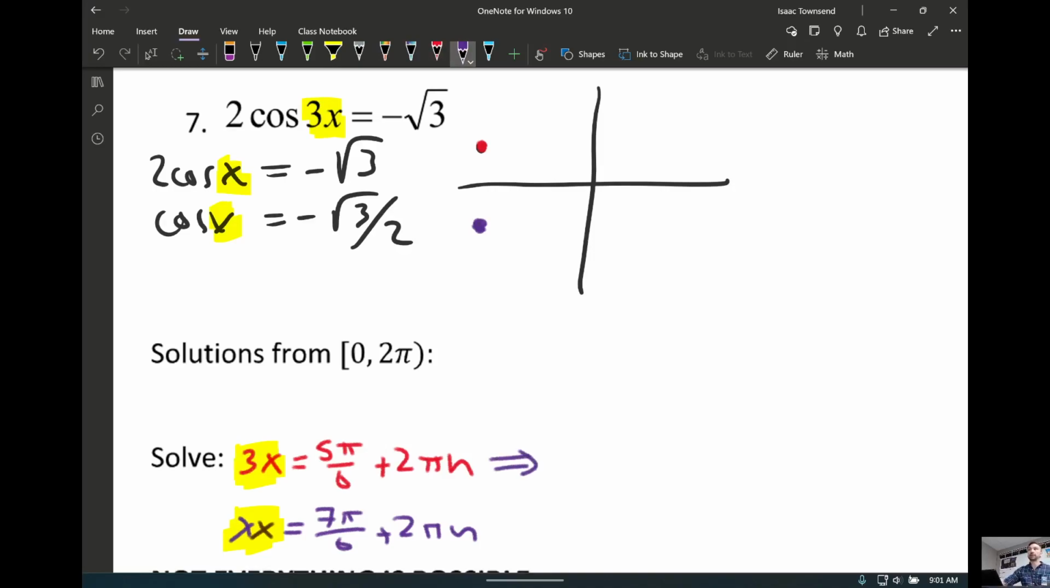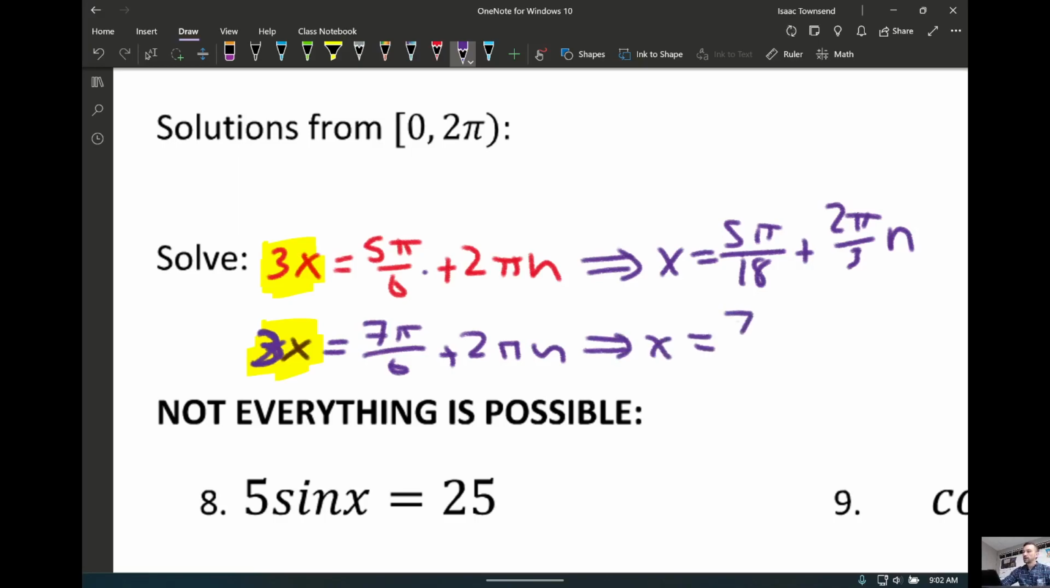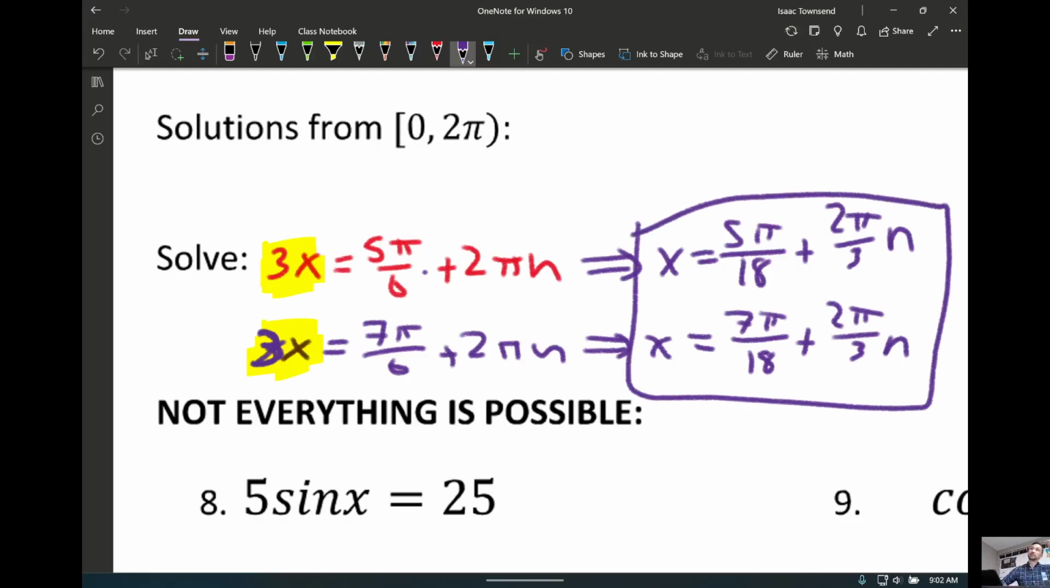But that's still helpful because I could divide this entire equation by 3. I'm basically done with all of that now. So 3x divided by 3, 5 pi over 6 divided by 3, 2 pi thirds divided by 3. It should be 2 pi thirds. It's supposed to be a 3. Okay, I could do the same thing over here. Divide everything by 3. And then there's the solve statements.